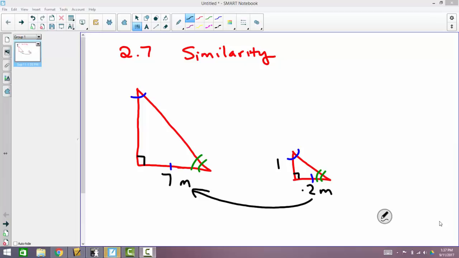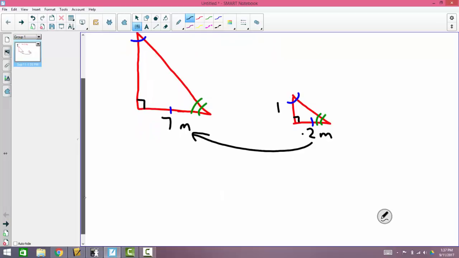So the proportion from here to here is going to be the same for every side length. To figure out what that proportion is, you could either do 7 divided by 0.2, or you could do 0.2 divided by 7. Depending on which way you do it, it depends if you multiply or divide to get the opposite side. So how about we do 0.2 divided by 7. So we're doing the smaller divided by the bigger. Again, you could do the opposite way, not a big deal.